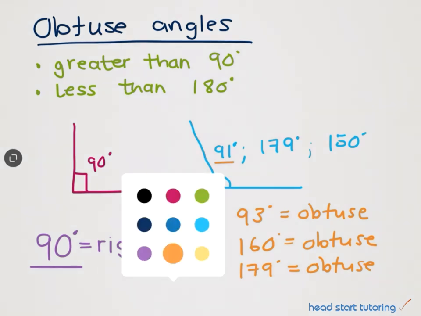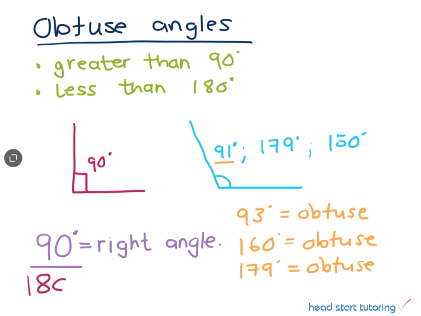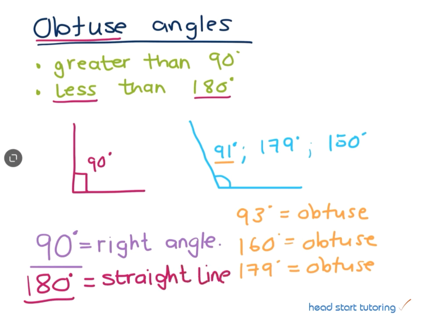So if we have a look at 180 degrees on the dot, is 180 degrees an obtuse angle? No, it is not, because obtuse angles have to be less than 180. And 180 is not less than 180. 180 is 180. And a 180 degree angle is called a straight line. And that is because a 180 degree angle looks like this.